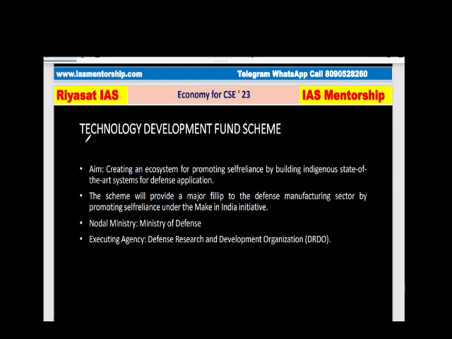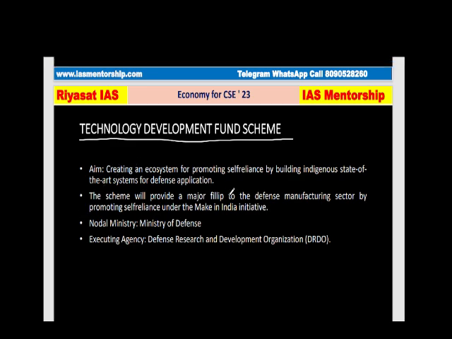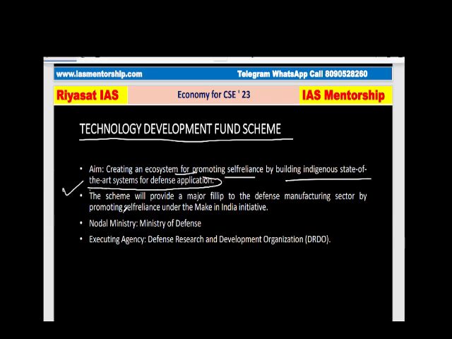Moving ahead, that is your Technology Development Fund scheme. What is it? Basically, Technology Development Fund. Aim is to create an ecosystem for promoting self-reliance by building indigenous state-of-the-art systems for defense application. Remember, defense application. Clear? It will provide a very good boost to the defense manufacturing sector by promoting self-reliance under the Make in India scheme.